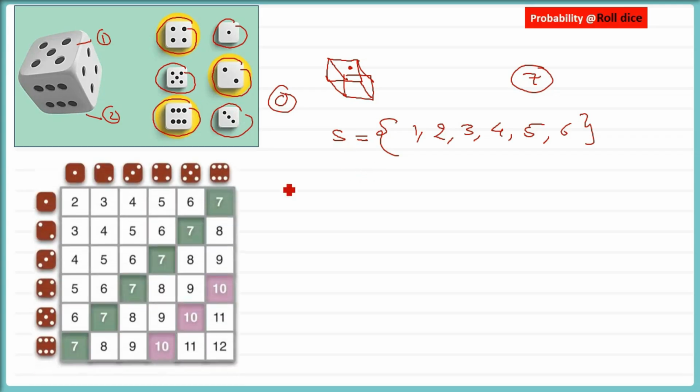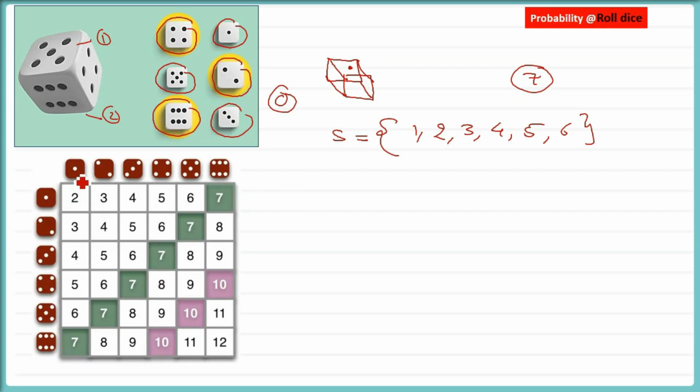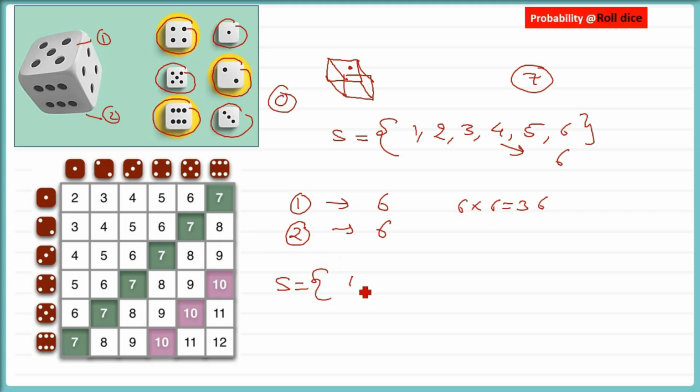Now this is about 1 die, but mostly questions are asked about rolling 2 dice together. So what will the sample space be? I'll give you a hint. These are independent events, that is, one is not dependent on another. The first die can give you from 1 to 6. The second die can also give you from 1 to 6. For 1 die, the sample space is 6. But when you are rolling 2 dice, 6 into 6 is the total number of events, that is the total number of outcomes.